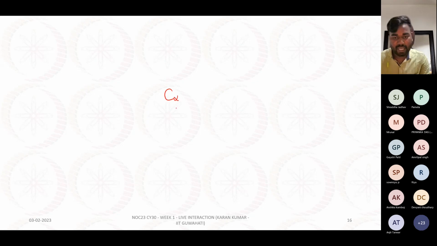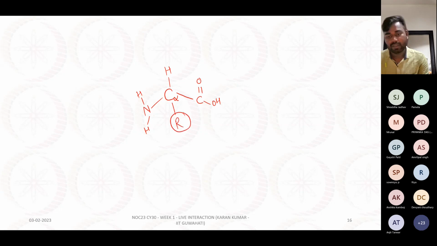So let us say this is the alpha carbon. The alpha carbon will be attached to a carboxylic group, right? And another group will be the amino group. Then H and R group. So there will be different pKa values, the pKa1 and pKa2.